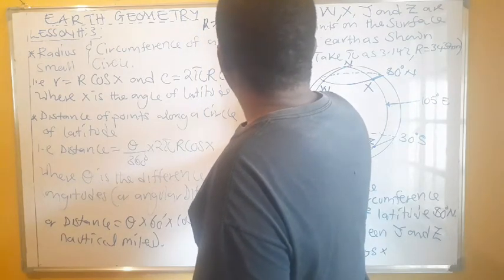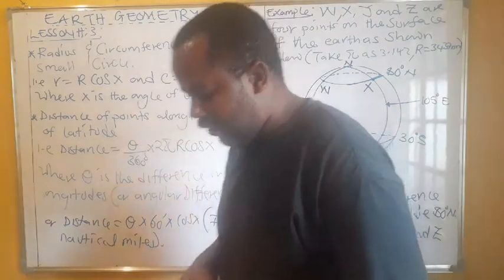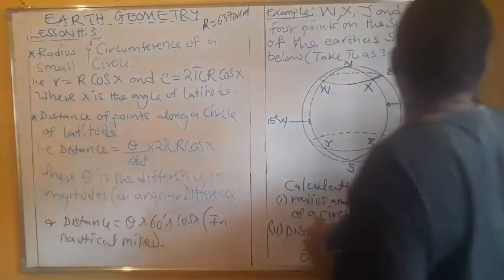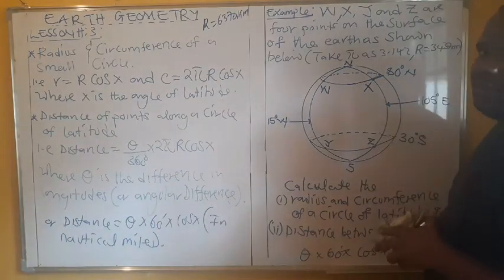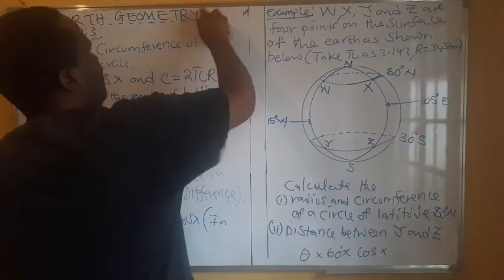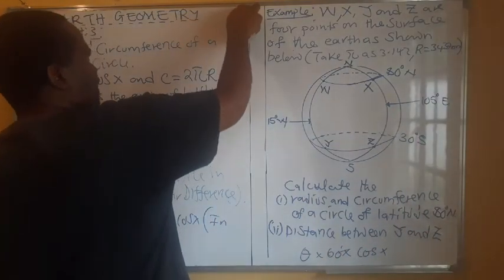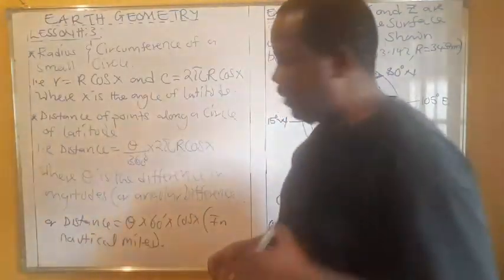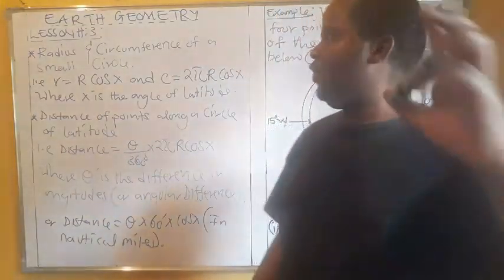6370 kilometers, or if it is nautical miles, it is this value that has been given. So the radius of the bigger circle is already approximated, it's already given, it's already known. So our interest is to find the radius of a small circle.